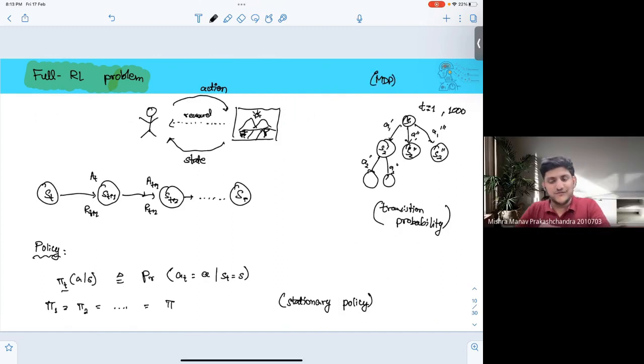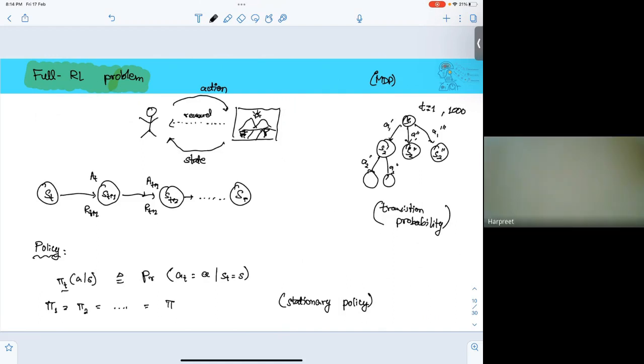MDP stands for Markov decision process. You have a particular state, and you can select some number of actions. Usually what happens in an MDP is that you also have a transition probability. That means if I am at state S and I select an action, what is the probability I'll go to the next state? Correct. But in a real life RL problem, we don't have this transition probability with us, right?